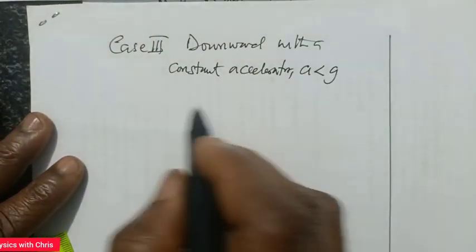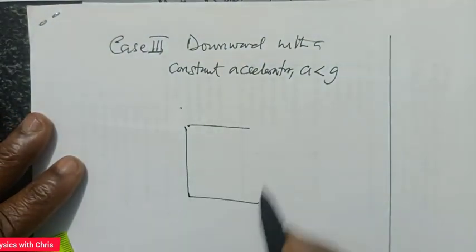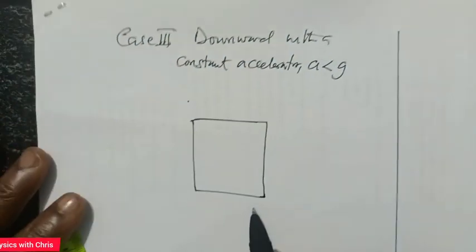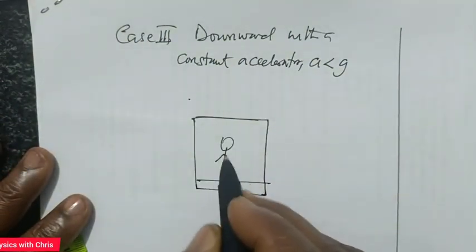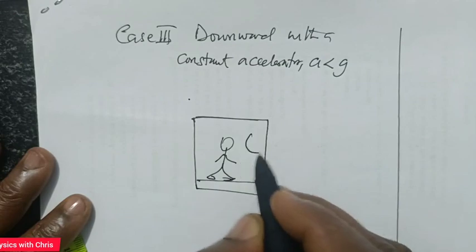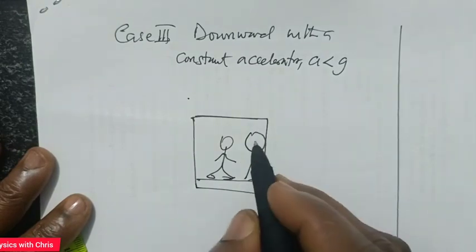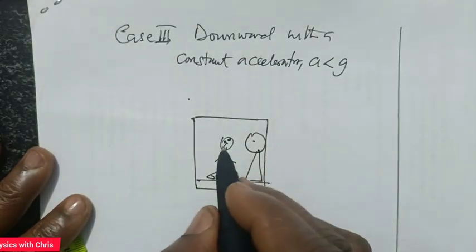Okay, now let me just quickly draw a picture of the lift system, the elevator system. Here is the boy again standing on the floor of the lift, and this is the display section of his scale, the digital display, not analog, because the world today has gone digital.